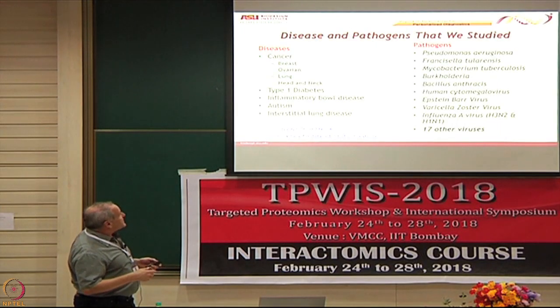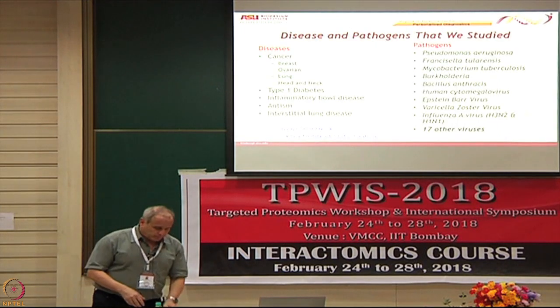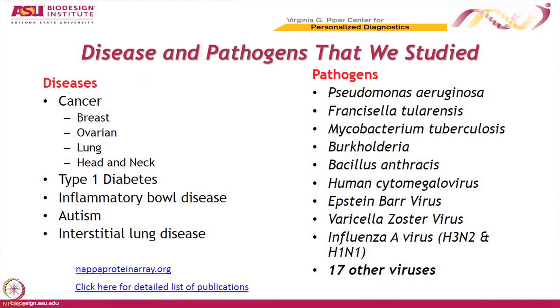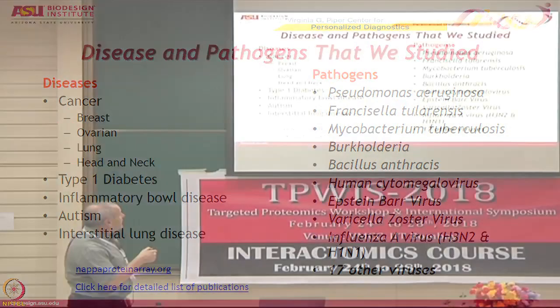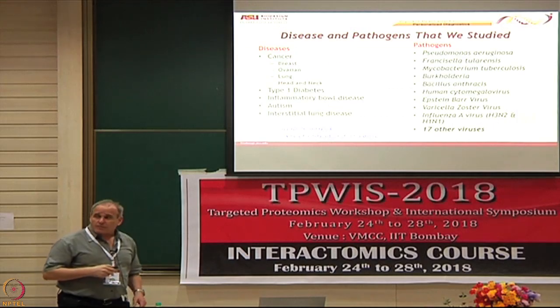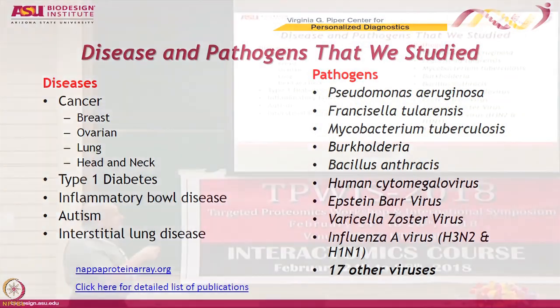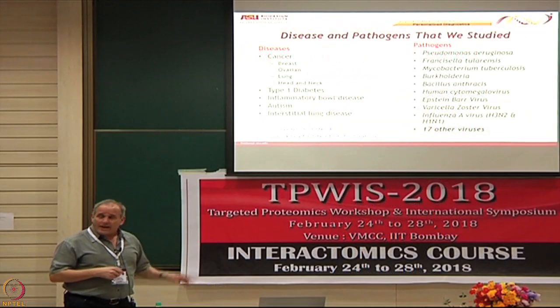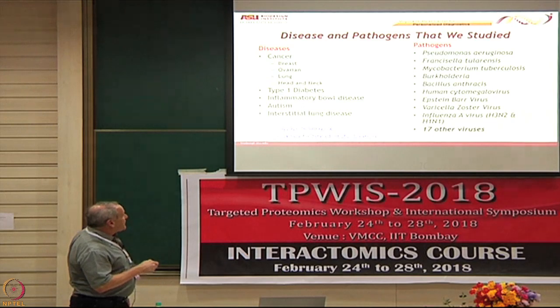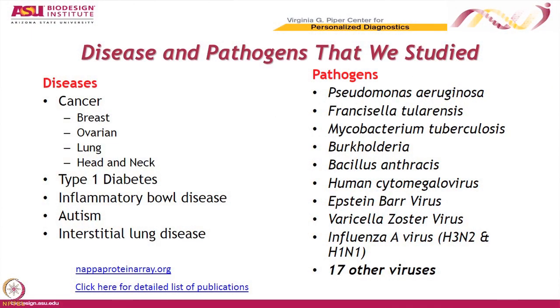Okay, so these are some of the diseases that we've studied using the NAPPA. I've talked a lot about breast. We've also done ovarian and lung, and also head and neck. For all of these we've identified some markers that have been published over the years. Type 1 diabetes is an autoimmune disease, and so we've looked at that. We've looked at inflammatory bowel disease. We recently published a paper there. We're looking at autism, that's early stage, and also interstitial lung disease.